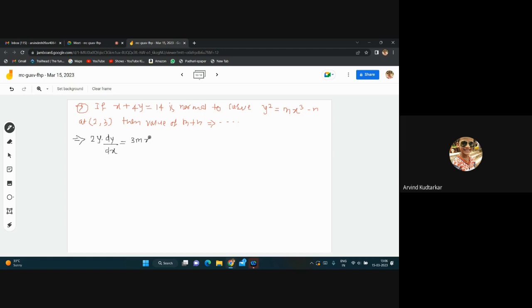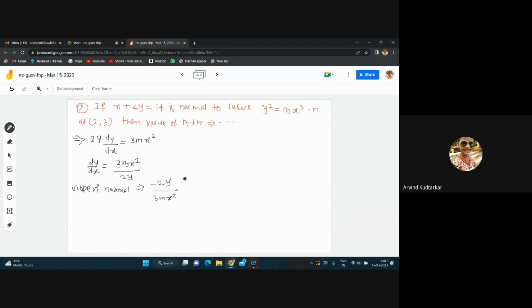How to get the slope of normal? Slope of normal is minus 1 divided by slope of tangent. That means minus 2y upon 3m x square. This is the slope of normal. Now to find the slope of normal at which point? Point (2, 3). For the point (2, 3) you have to find the slope of normal.